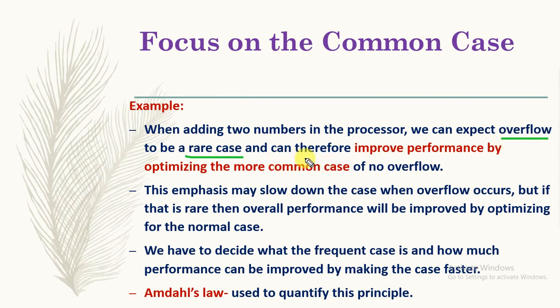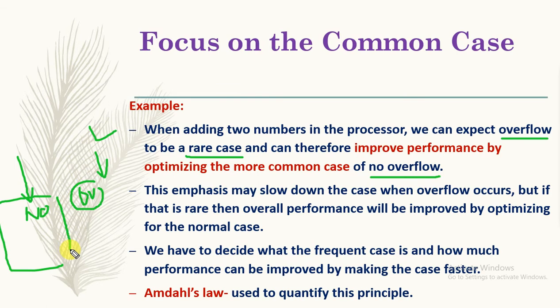And we can therefore improve performance by optimizing the more common case of no overflow. So we will have some situations where there is no overflow, and some situations where we have overflow. Overflow happens very infrequently, and no overflow is the most frequent case. So we try to improve the performance of the area where no overflow happens.